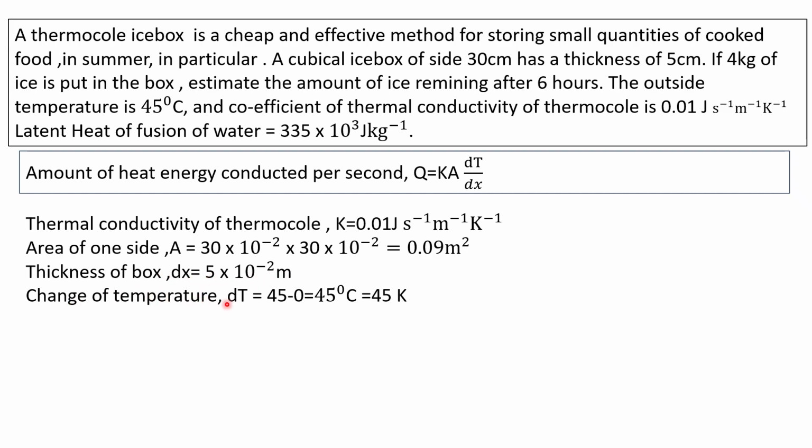Change of temperature dT. Outside temperature is 45 and inside the box is 0. So 45 minus 0, it is 45 degrees Celsius. The value in Kelvin scale will also be the same, that is 45 Kelvin. On substituting the values in the equation Q is equal to KA dT by dx, K is 0.01, A is 0.09, dT 45, dx 5 into 10 raised to minus 2. On solving we get 0.81 joule per second.